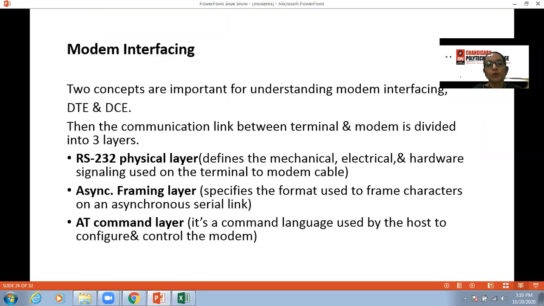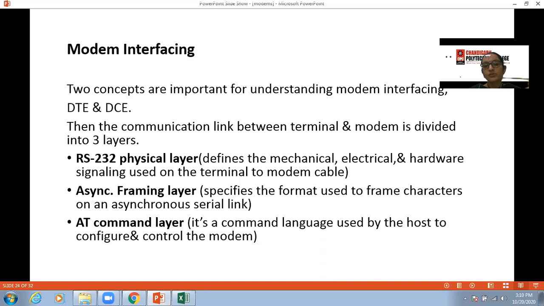Next is our modem interfacing, which is the most important part in our communication. We use two concepts that are very important for understanding, that is the DTE and DCE concept. Now, what is the DTE? DTE stands for data terminal equipment, and DCE stands for data circuit equipment.